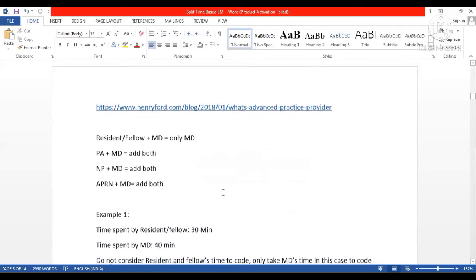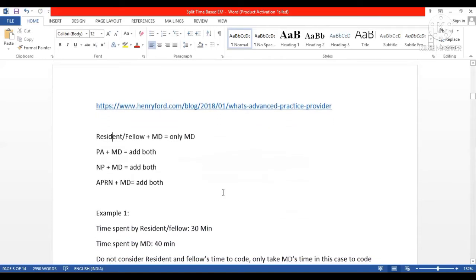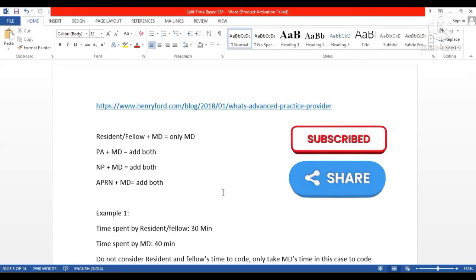Now I just want to show you some scenarios and a brief formula. If at the end of the chart you see that the physician has mentioned physician and resident, it's all about time. So if at the bottom of the E/M chart, the resident and fellow mention their time, and along with that the MD also has mentioned their time, in that case we will only code on the basis of the time of the MD. We will not take the time of the resident and fellow.